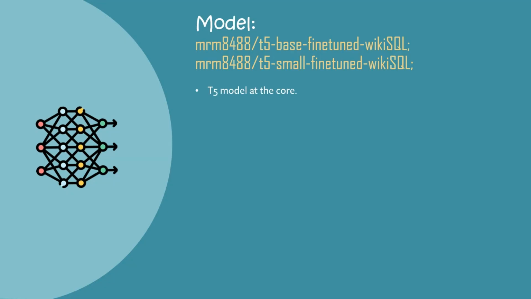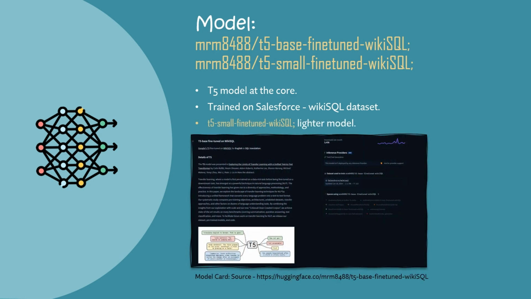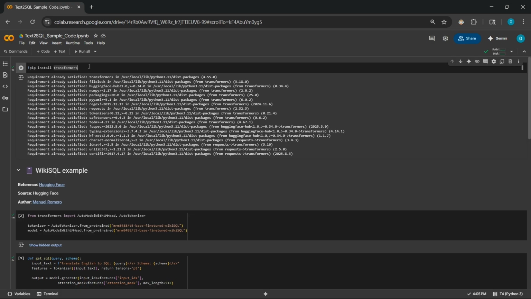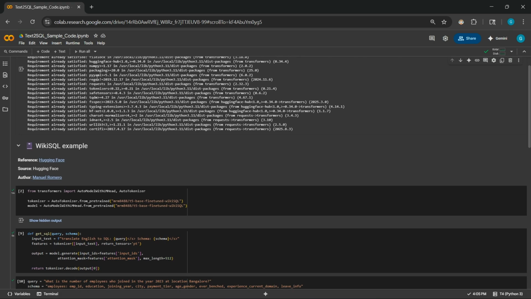Let us test the model. We'll use a T5 base fine-tuned WikiSQL model. It has a T5 model at its core and is trained on the WikiSQL dataset. It is available publicly on Hugging Face. As a first step, we need to install the package transformers from Python. Once the package has been installed, we can import the required tokenizer and required model using the model path.